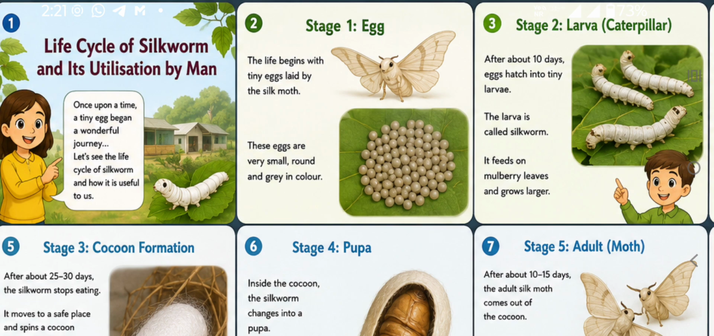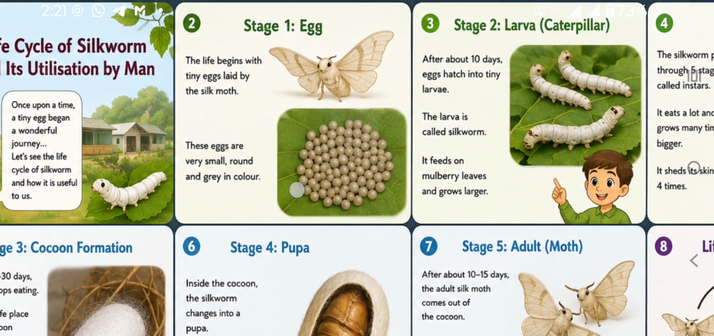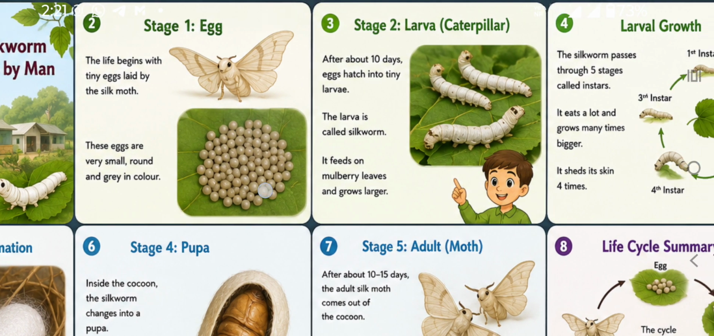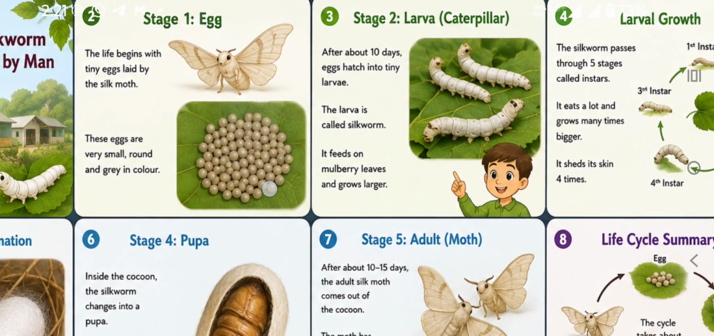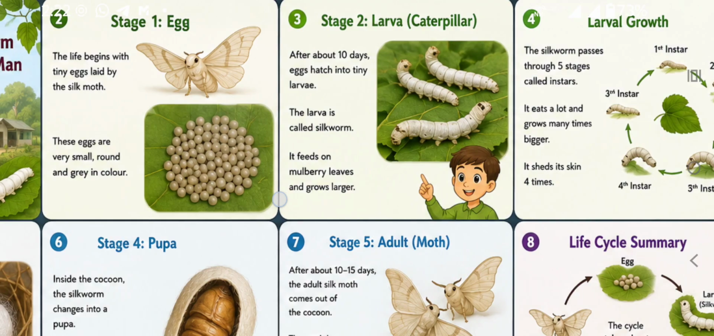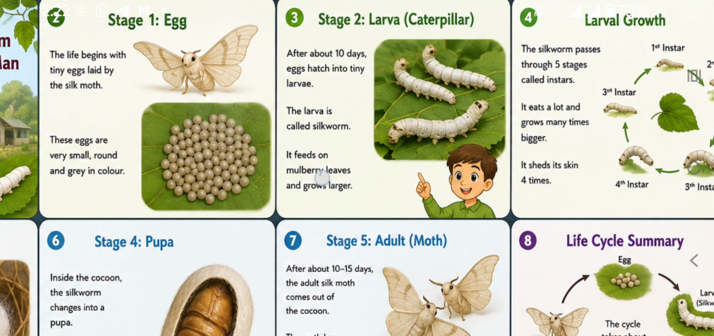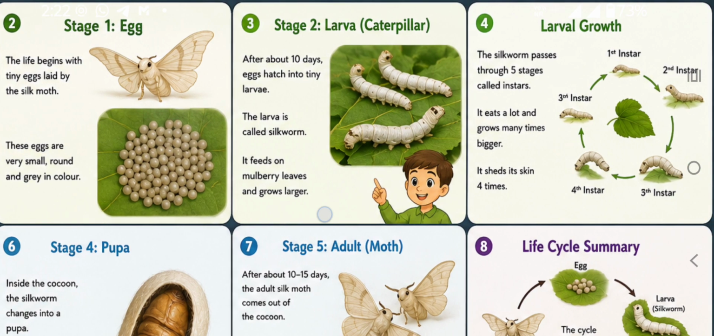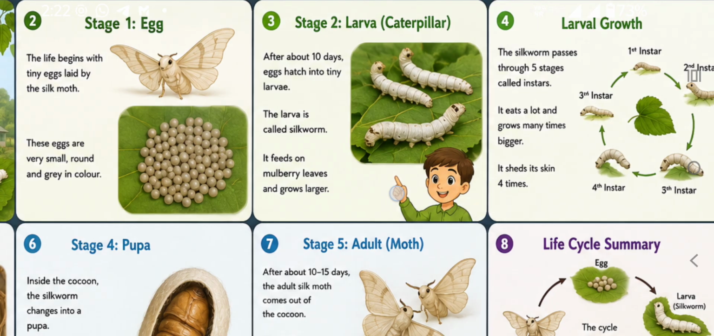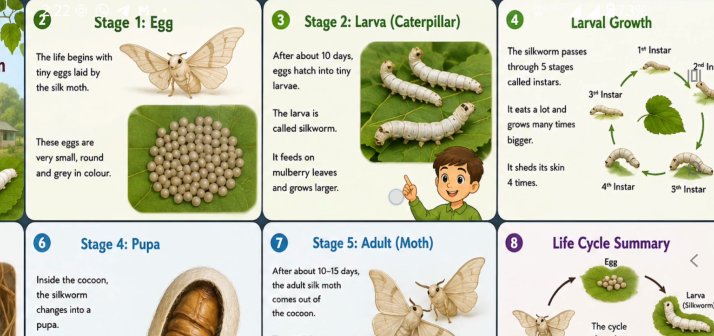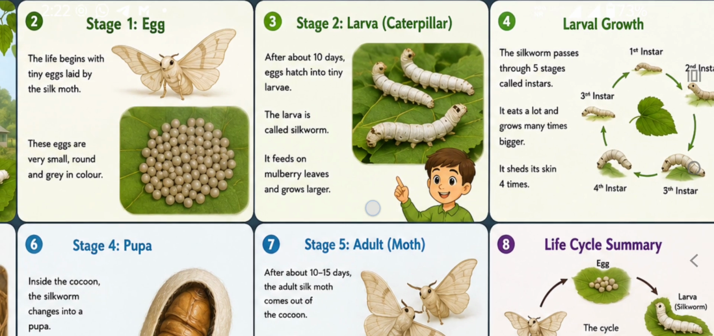The life begins with the tiny eggs laid by the silk moth. This is the silk moth, and these are the eggs, which are very small, round, and grey in color. You can see the eggs here. Then these eggs will change into larva, which is also named a caterpillar. After about 10 days, eggs hatch into the tiny larva, and this larva will change into the silkworm.